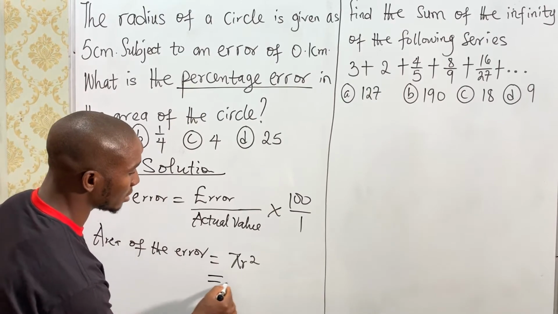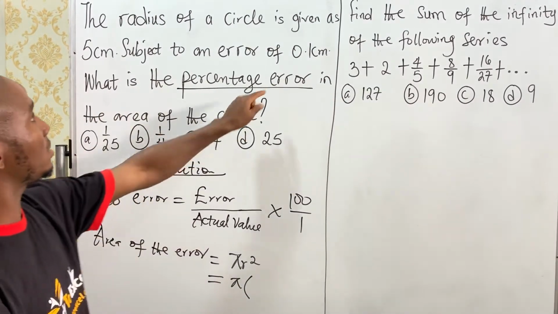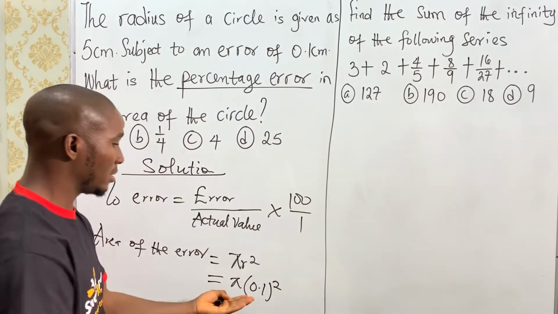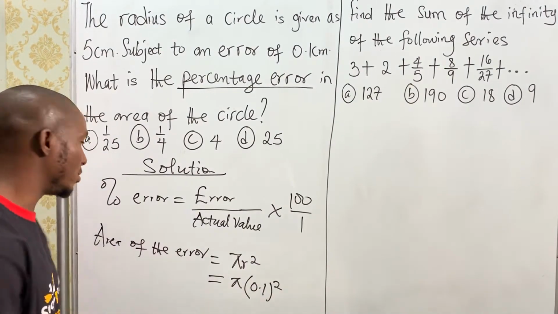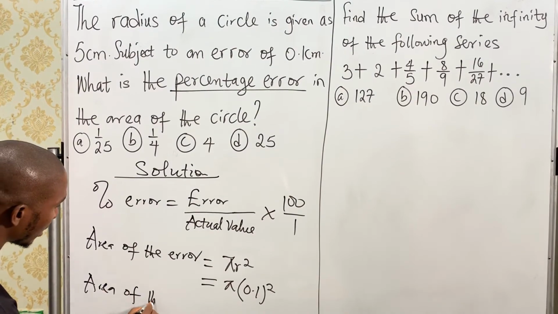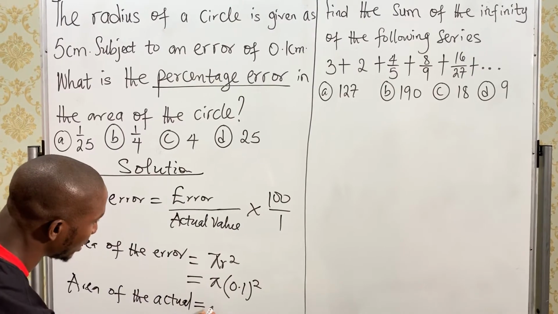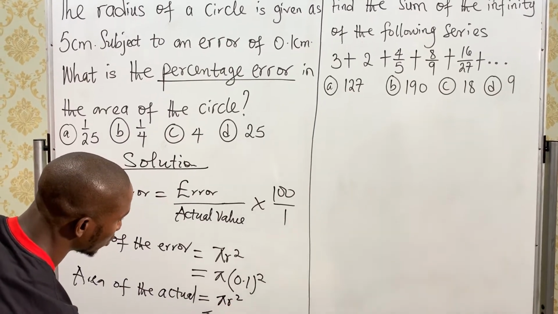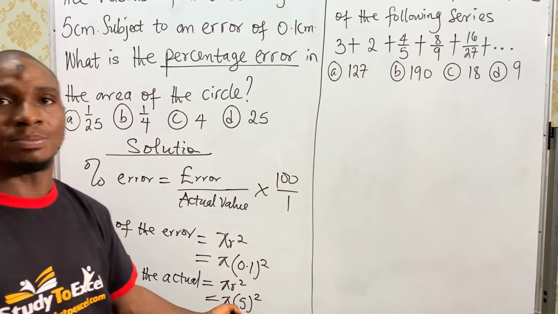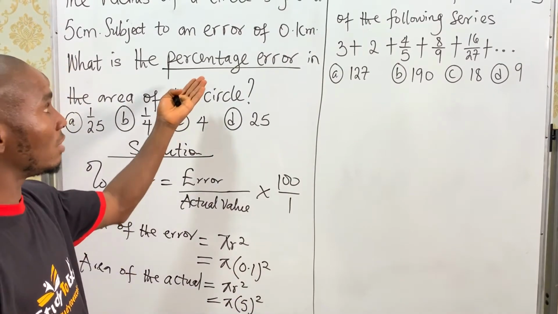So we can calculate this. Pi, the radius of the error in this question is 0.1 centimeter, then square. This represents the area of the error. Now the area of the actual value will now be pi r square also, which will be pi into bracket 5 then square. This represents the area of the actual value we have there.